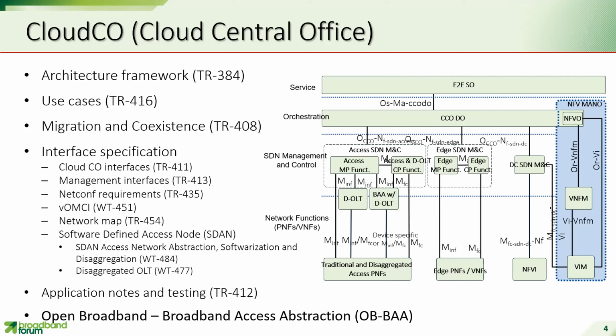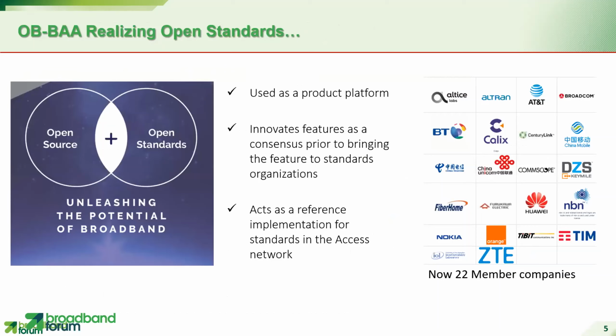So OBBAA is an open source reference implementation of the Cloud CO access network abstraction layer. And earlier this morning, in the first half, Lincoln talked a little bit about this. So I'm just going to be very, very brief.